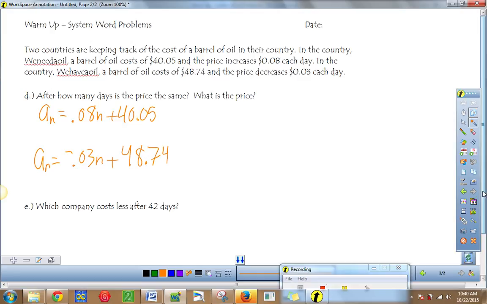Yeah, set them equal to each other. That's exactly what we're going to do. We're going to take this guy, and we're going to set it equal to our other one, because then we only have one variable to deal with. All right, how do I solve it?